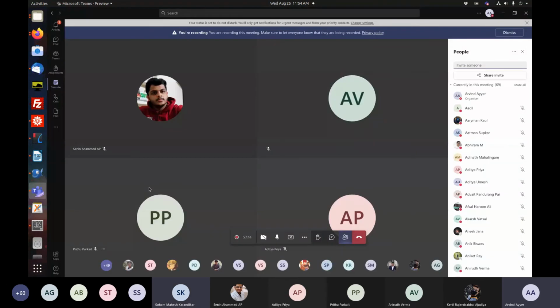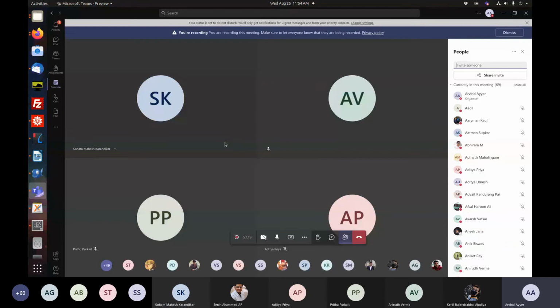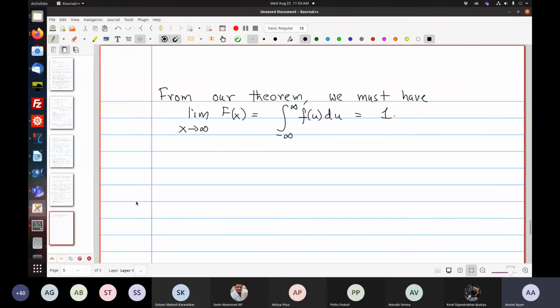Why is this an improper integral? Because it goes from minus infinity to infinity. Just a definition.